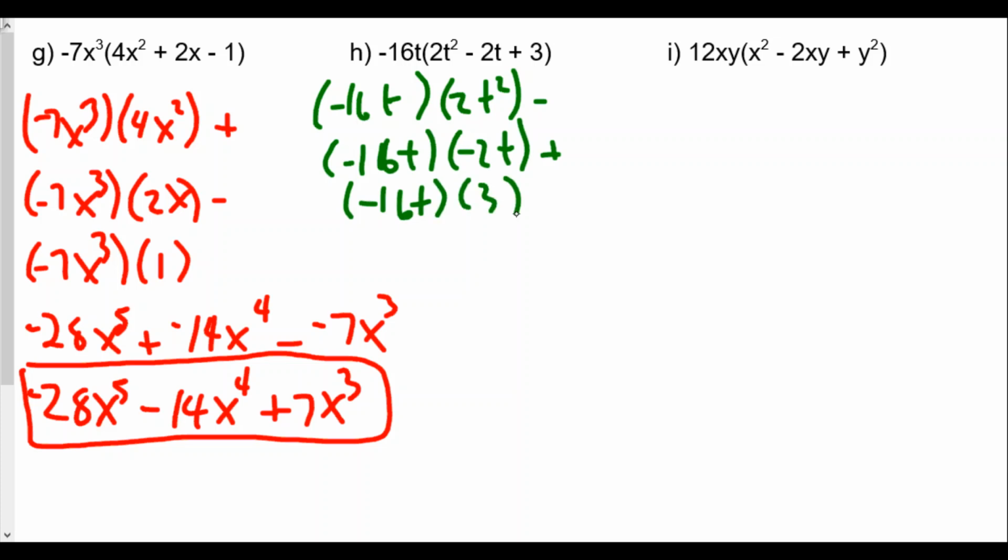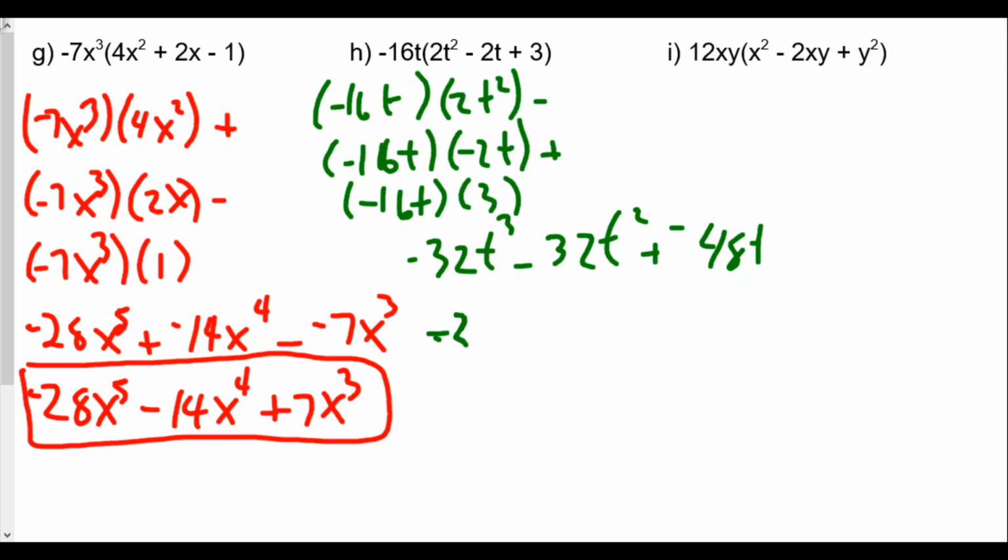And so now we have negative 16t times 2t squared gives me negative 32t to the third minus, and negative 16 times negative 2 is positive 32, but t times t is t squared, and then plus negative 16t times 3 is minus 48t. So we're going to get, in this case, negative 32t to the third minus 32t squared minus 48t.